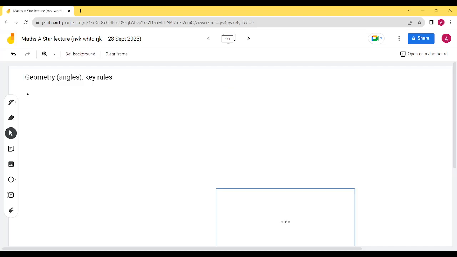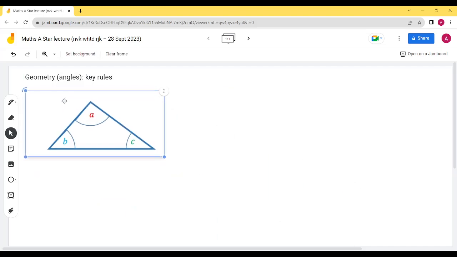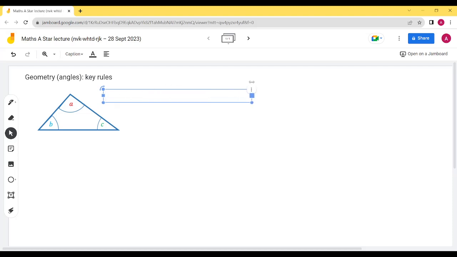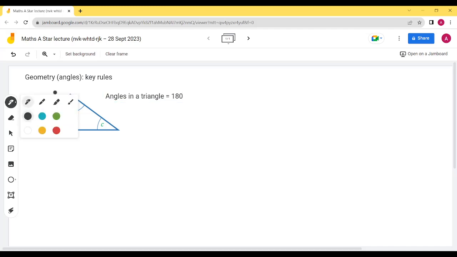The first rule we are going to show is with a triangle. This is a very common rule. You see it all the time, and you would definitely see it as part of bigger questions as well. It is that angles in a triangle equal 180 degrees. It doesn't matter what type of triangle it is. If the shape has three sides, it's a triangle, and the angles are going to add up to 180 degrees. In other words, A plus B plus C will equal 180.